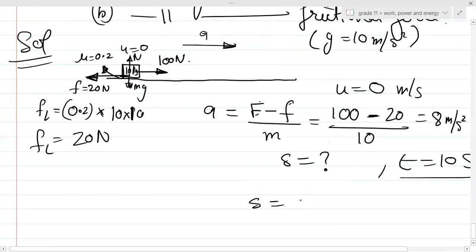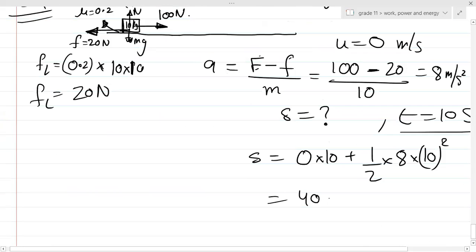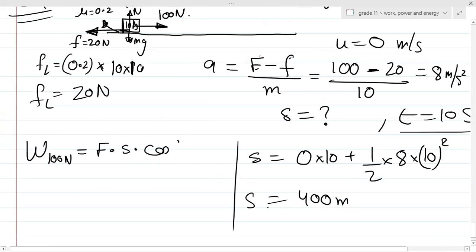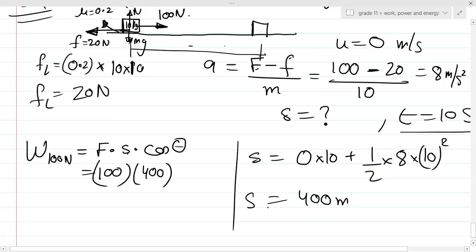S is equal to ut plus half at square. So will the displacement be 400 meters? Yes or no? Now we know the displacement, we know the force. What is the work done by the 100 Newton force? Will it be equal to F S cos theta? So the force is basically 100, S is basically 400. And can you see the direction of force and the direction of displacement is one and the same? So hence cos theta is positive work. How much?